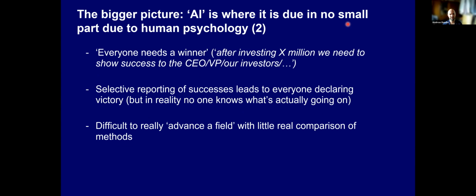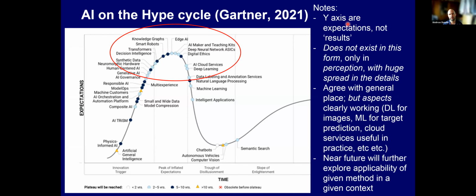So everyone reports successes. But if there's a reporting of successes everywhere, everyone declares victory, and then in reality, no one knows what's actually going on, right? And it's difficult to advance a field if there's little real comparison of methods. It's very difficult to judge the impact of a technology in this biased environment. And if you put it on the hype cycle right now, where are we? So I only looked at the Gartner hype cycle recently in more detail. The y-axis is actually expectations, right? There's nothing objective about that. That's important here. It doesn't really exist in this form. It's only a perception. And there's a huge spread in the details, depends on the area you operate in.